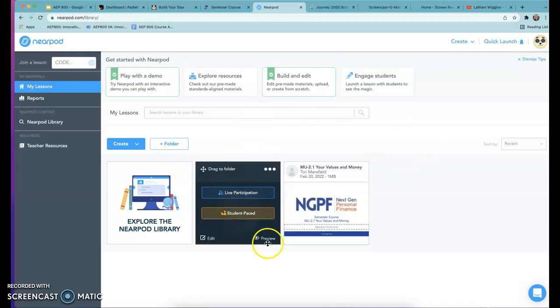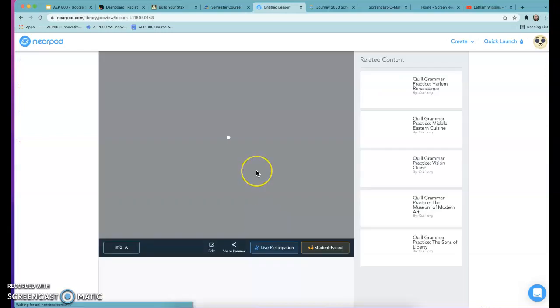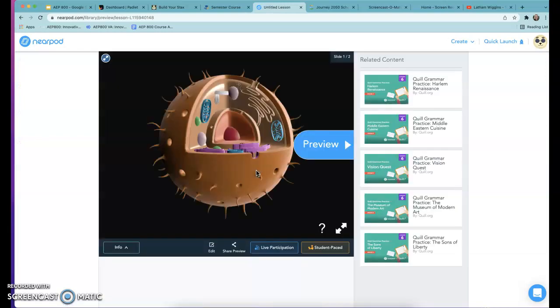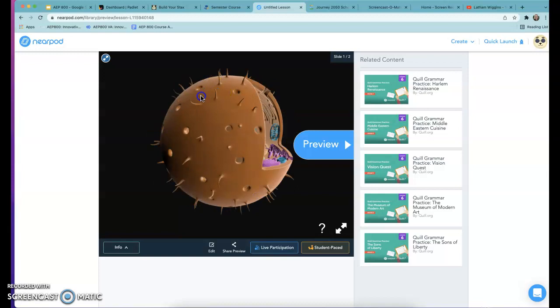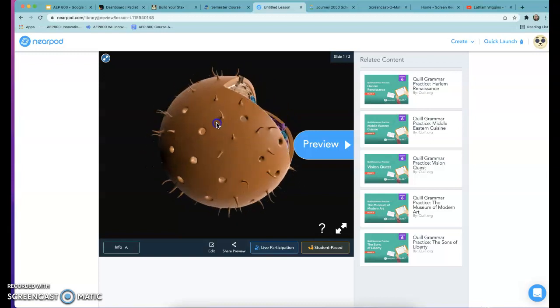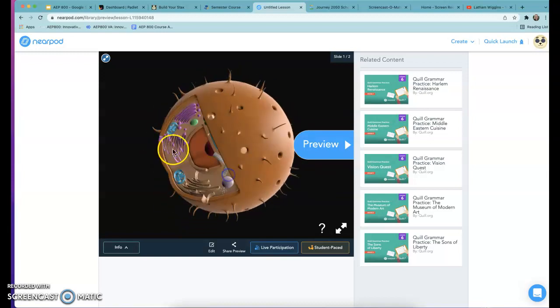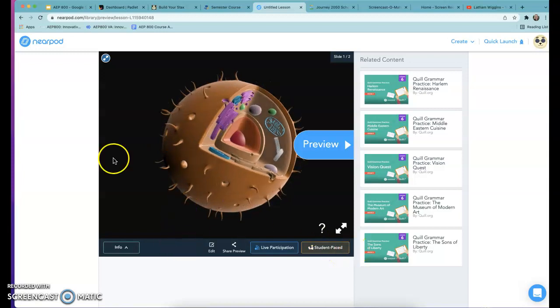Here's a simple one that I had created over the parts of the animal cell. They have 3D options, so this was a 3D diagram that I could throw in here, and students can mess with and look at the parts. There's also a quiz that I implemented in there.